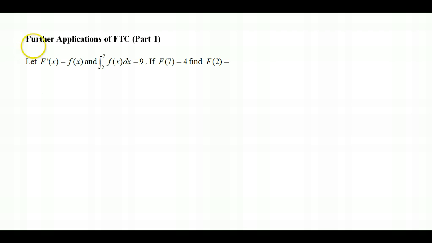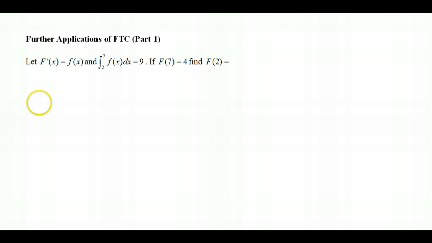So now we're going to look at a further application of using the Fundamental Theorem of Calculus Part 1. We're going to be given the fact that F prime of x equals little f of x, and that the integral from 2 to 7 of f of x equals 9. Now, if F of 7 equals 4, find F of 2.